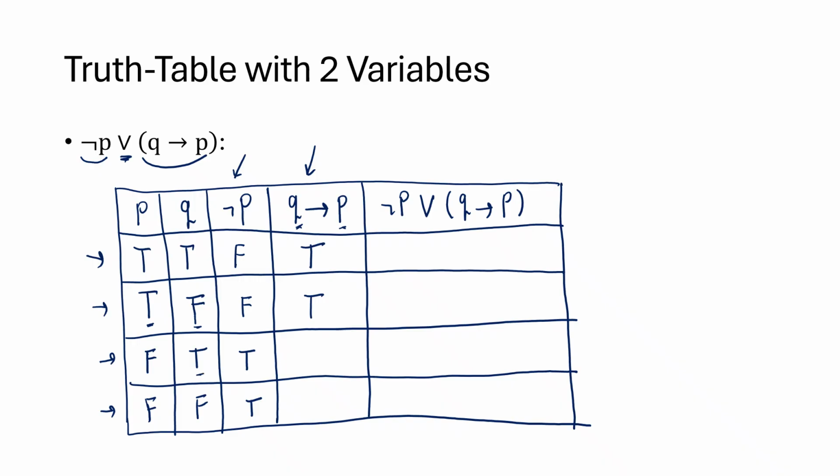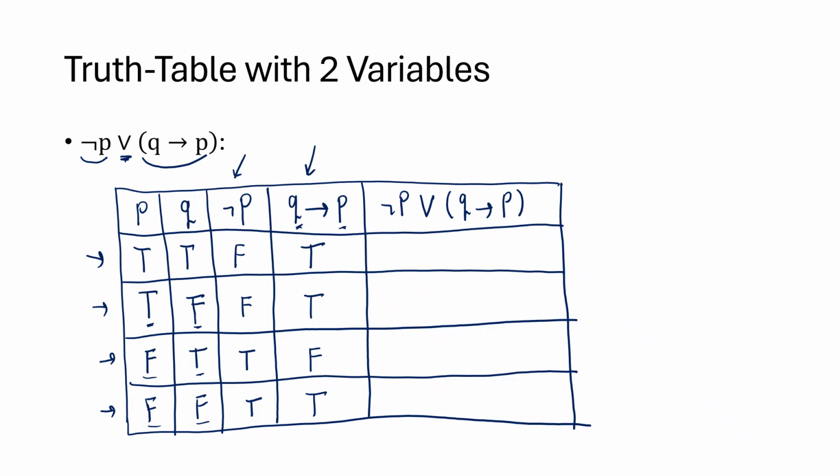And then on the next row, our premise, which is Q, is true, but our conclusion, which is P, is false. So if true, then false. That's the only case where an implication is false. And finally, on the last row, our premise is false and our conclusion is also false. So if false, then false is true. Okay, so there is that.